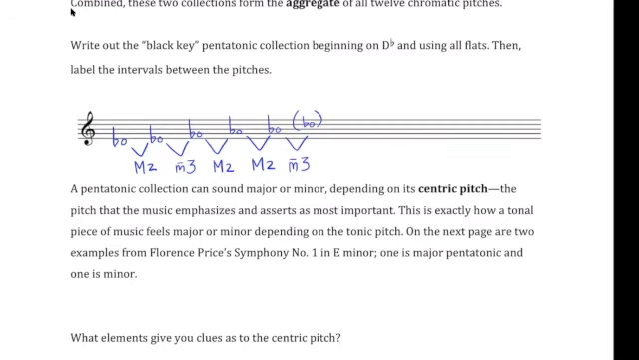That actually has some pretty important implications for the other intervals contained in this collection. So let's look at some of the wider intervals we encounter. Let's go D flat to G flat. That gives us a perfect fourth. What if we go D flat to A flat? That gives us a perfect fifth.